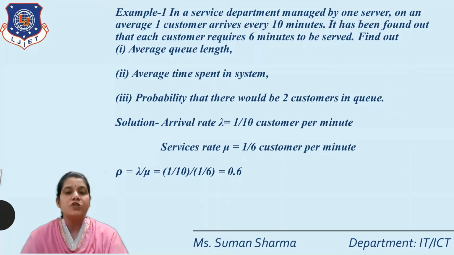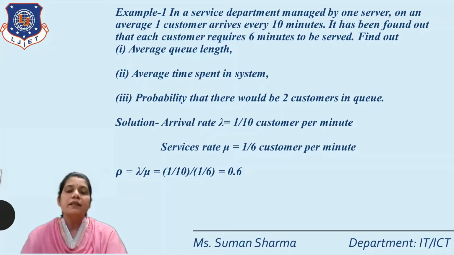On an average, one customer arrives every 10 minutes. That means in every 10 minutes, one customer arrives. It has been found out that each customer requires 6 minutes to be served. Find out: number one, average queue length; second, average time spent in system; next, probability that there would be two customers in queue.